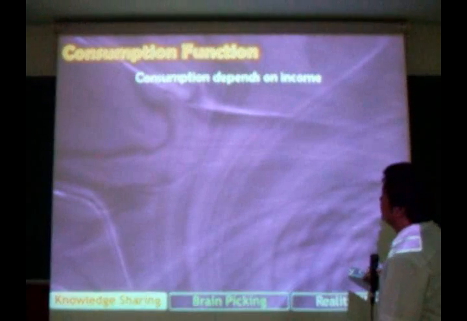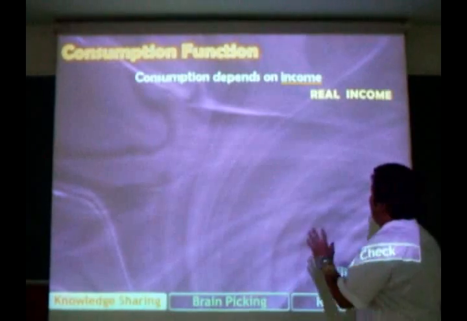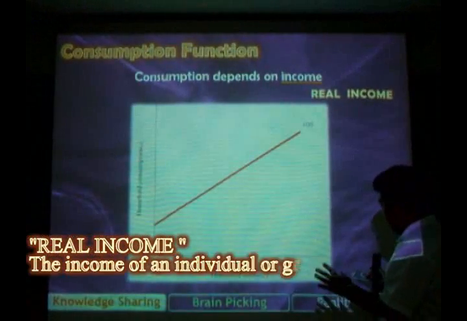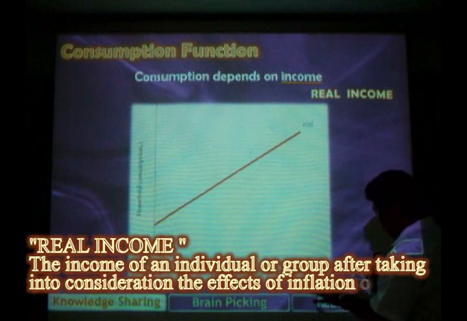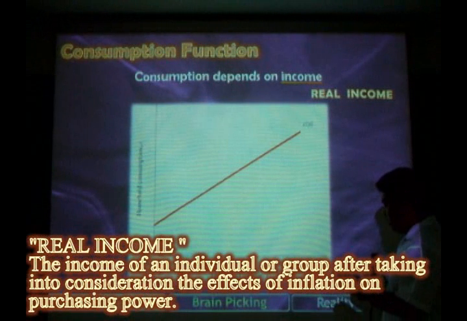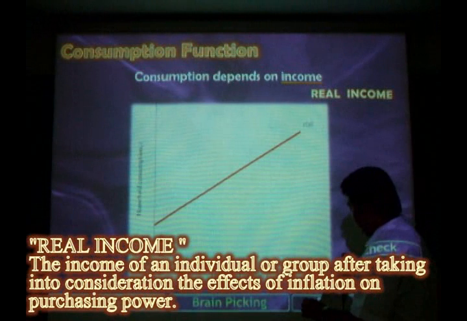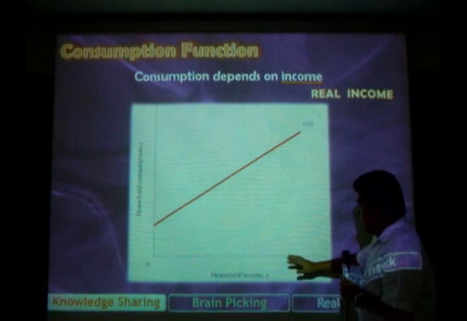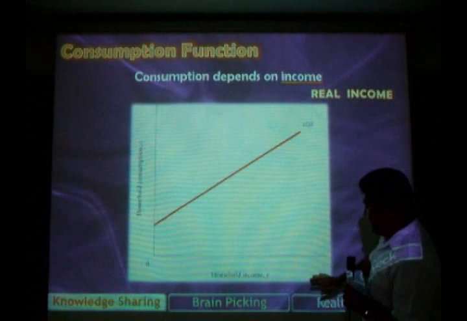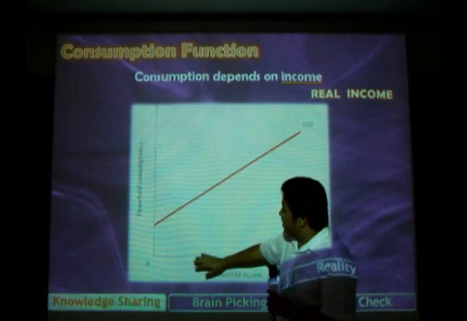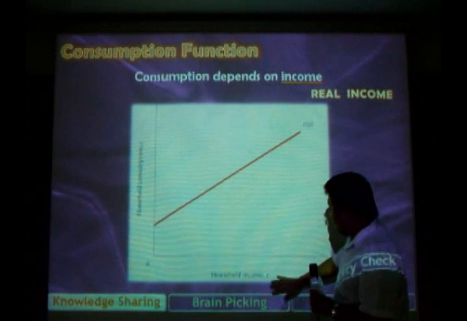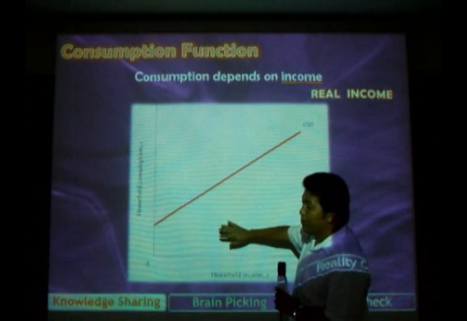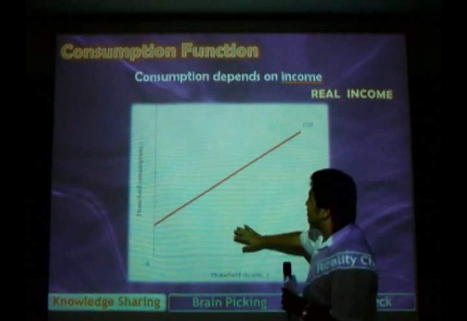The consumption function depends on income. This income is a real income. The real income is the income of an individual or group after taking into consideration the effect of inflation on purchasing power. In this graph, you will see the two variables, the household income and the household consumption. If the household income increases, the household consumption will increase too. And this is a direct relationship.